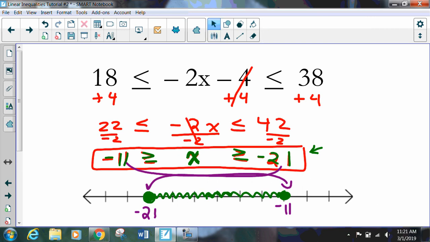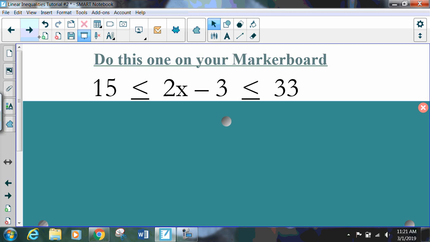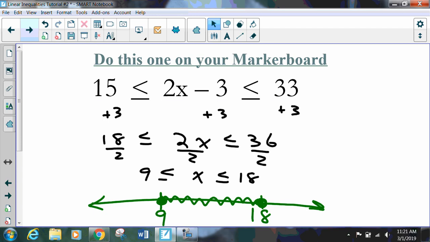All right, we need to practice that for sure. So let's switch to your marker board, write this problem down, and pause, come back, and check your answer. Hopefully you got that right, and if you didn't, see if you can catch your mistake by looking at my work.